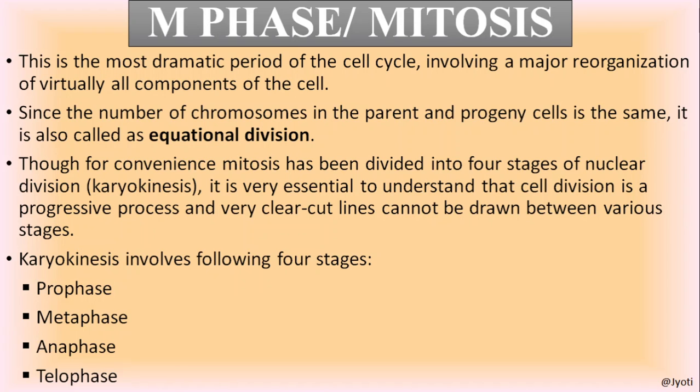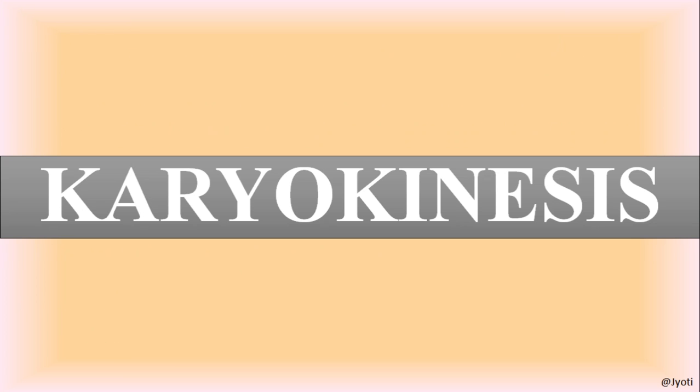Now there are two processes taking place during mitosis. One is karyokinesis and the other is cytokinesis. Karyokinesis means the division of the nucleus. So first the nucleus divides, then it is followed by cytokinesis or division of the cytoplasm. The karyokinesis involves four phases, that is prophase, metaphase, anaphase and telophase. So we will discuss these phases one by one in detail.